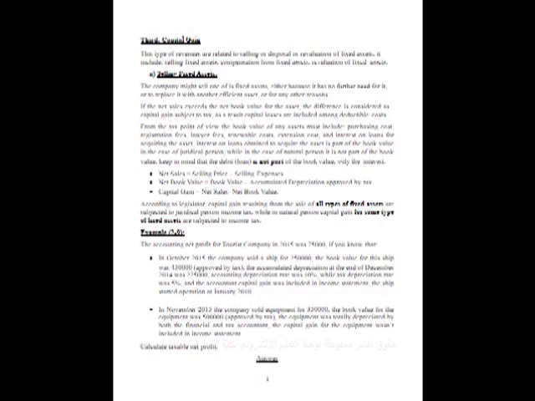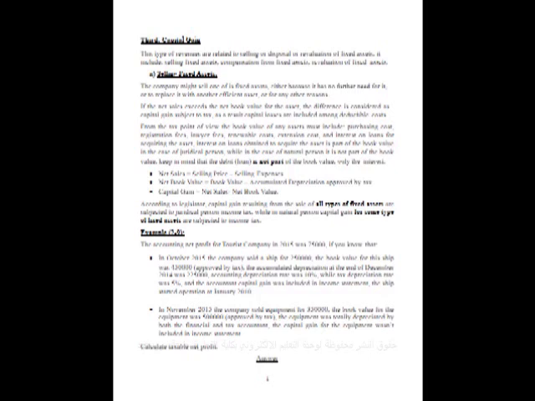The third type of revenue is capital gain. Let's start with the definition of capital gain. Capital gain is a type of revenue related to the selling, disposal, or revaluation of fixed assets. The first type of capital gain is selling a fixed asset. What is the meaning of selling fixed assets?